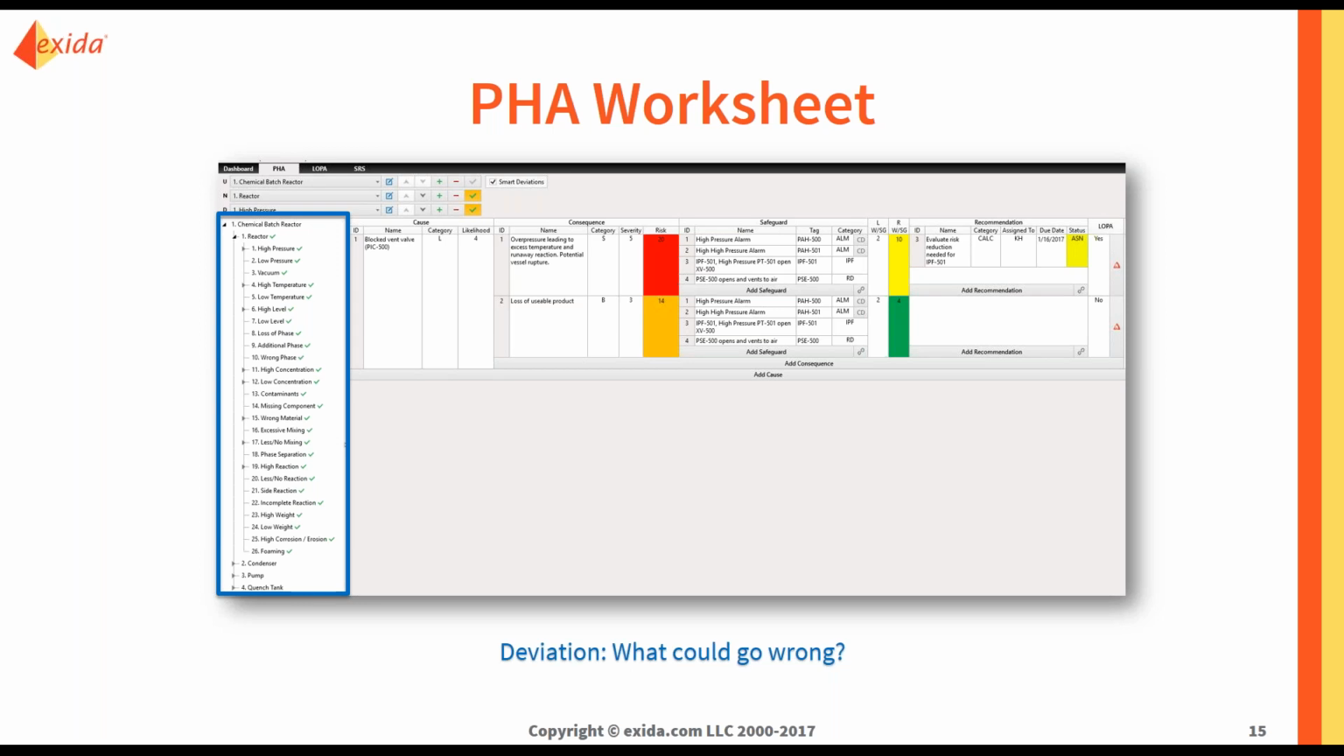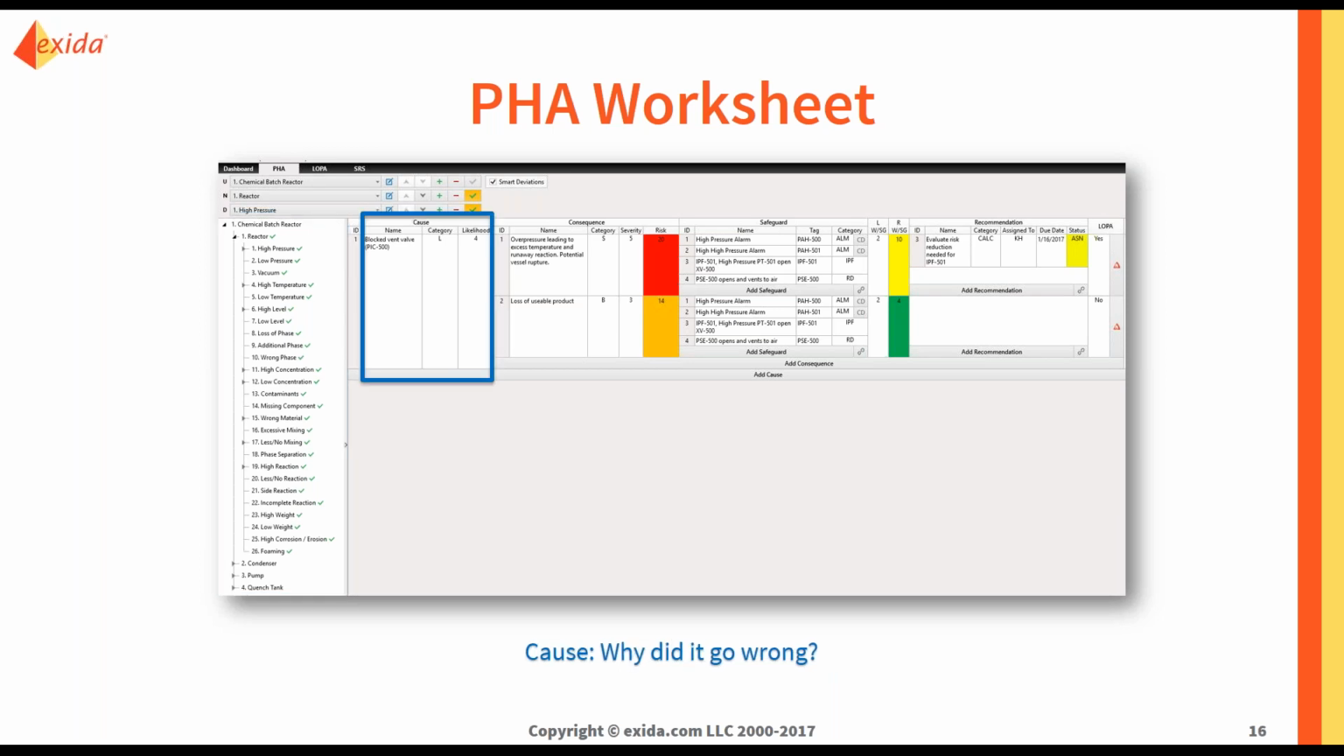Once you've determined what could go wrong, you then want to ask, why did it go wrong? In a PHA, this would be your cause. This could be anything from a blocked vent to failure of your BPCS system, anything like that. So you want to identify why it went wrong. And along with the cause, you have a likelihood. How often do we expect this to happen?